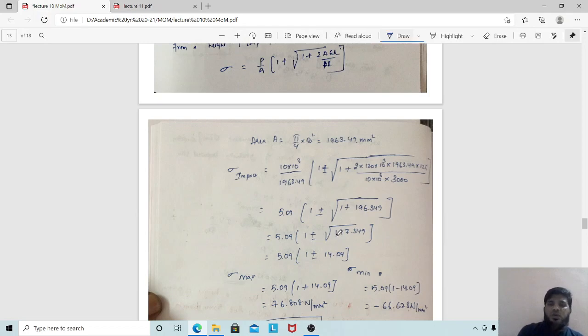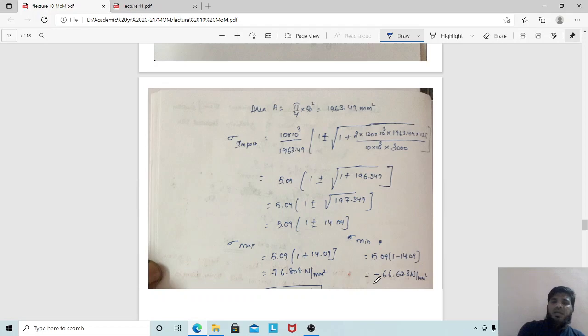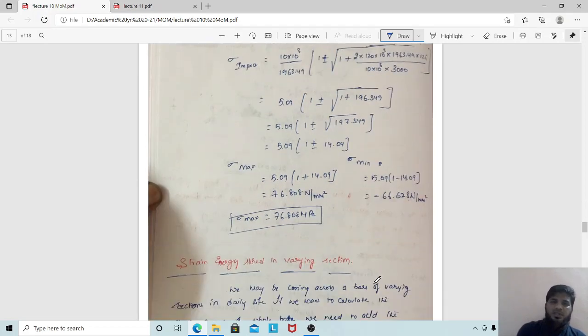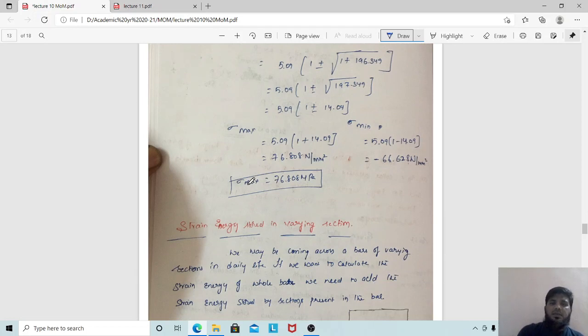Once you get this value, find the square root of this. After finding the square root, you can find the values by doing plus and minus, because you have here plus or minus. So sigma max is nothing but, when they ask sigma max, you have to do plus. When they ask sigma minimum, you have to do minus. Clear? I hope you are clear with this. They are asking here sigma max, so find the value of sigma max.